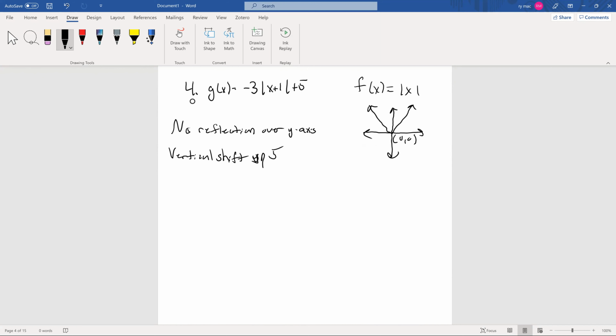Next one's asking for a reflection over the x-axis. Yes, there is, because the beginning of it is negative. So reflection over x. Next question is there a horizontal shift? Yep, on the inside, since there's an addition within the absolute value, or in other questions it would be inside the parentheses, there is a horizontal shift. That's going to be a horizontal shift left 1.